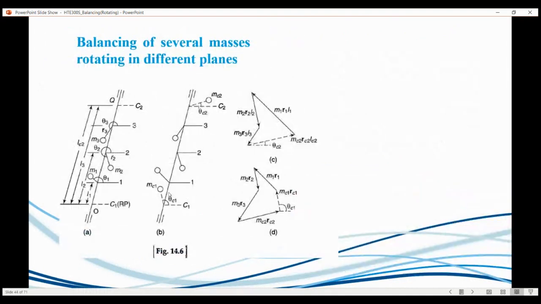I want to show you this. What I mean by different planes is that imagine this shaft being here with bearings at O and Q, and we have one mass rotating there, another mass rotating there, another mass rotating there, and another mass rotating there. Does it make sense? You see there's a distance between mass 1, mass 2, mass 3 along the shaft. Can you see that? Do you understand what I mean by different planes? It's basically along the length of the shaft, there are different masses rotating. You got that?